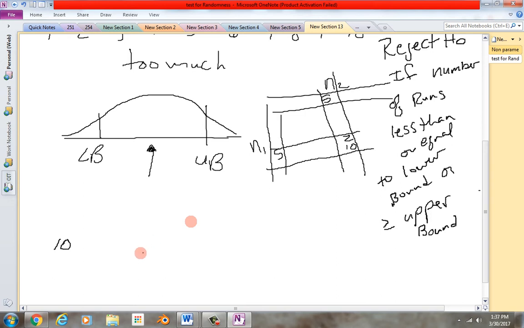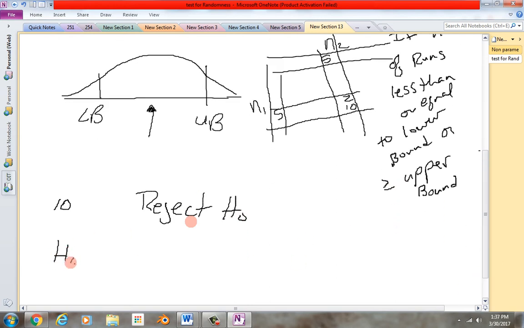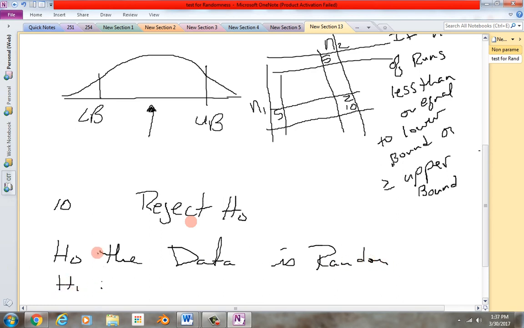Well, what was H naught? I mean, we were rejecting it, that's cool, but what was it? The data is random. And of course, if you're rejecting that, the data is not random. So we're rejecting that the data is random.